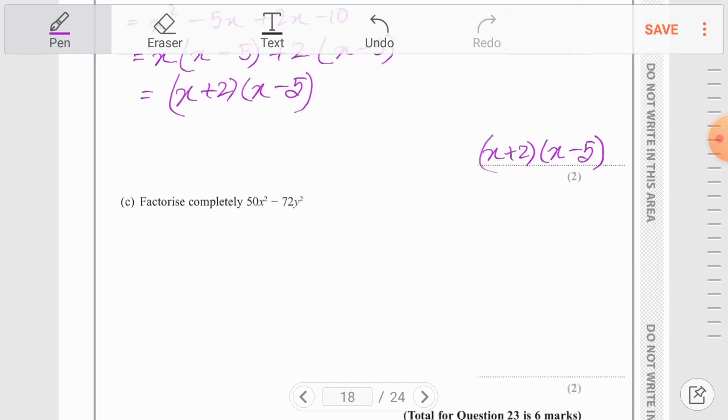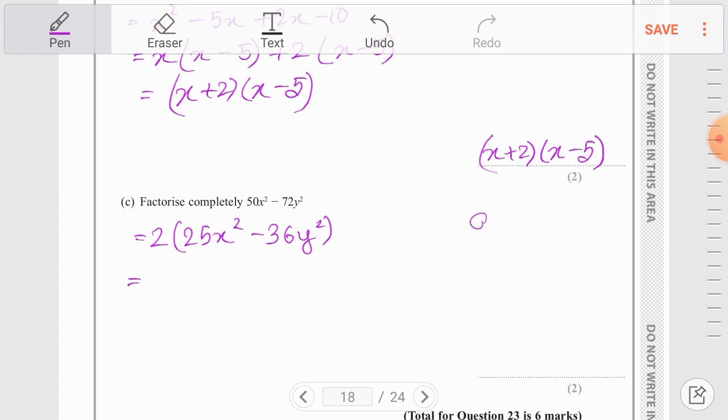Moving to question number C, factorize 50x square minus 72y square. We can take 2 common because they are large numbers, 50 and 72. So we are taking 2 common, so you would get 25x square minus 36y square. We can see that both 25 and 36 are square numbers, right? Like if you square 5, you get 25, and if you square 6, you get 36.